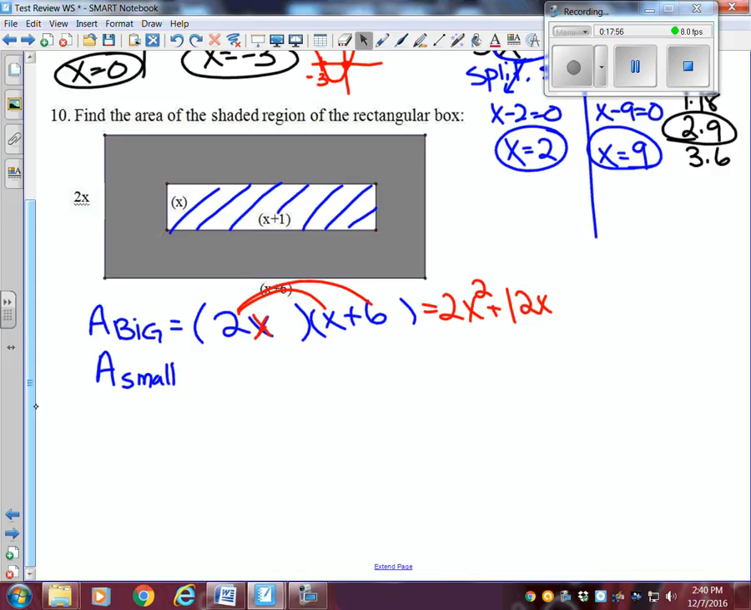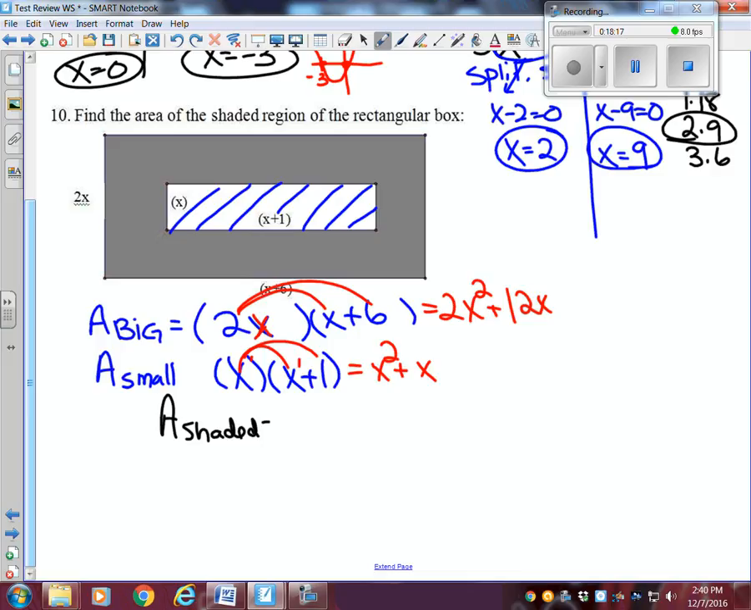My small rectangle is just x times x plus 1. I don't really need those parentheses in the front, but x multiplied times x, don't forget to add your exponents, is x squared. x times 1 is plus x. Now, to find what's in the shaded region, the area of what's shaded would be the area of the whole big one minus the area of the small one.